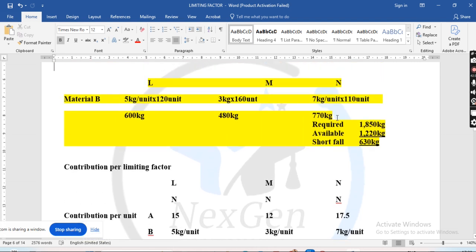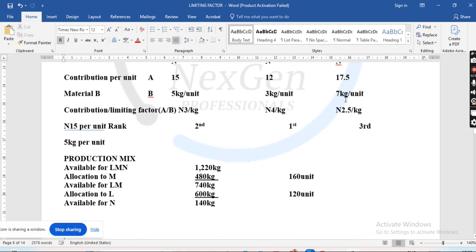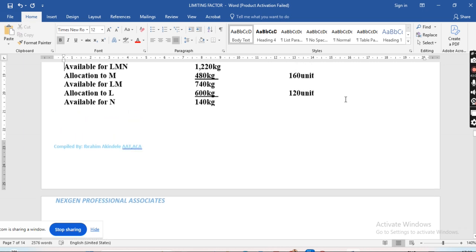Let's go back. N needs 770 kg to produce 110 units, which means that we don't have the capacity to produce or sell the whole 120 units, right? So we need to apportion it based on what is available. Based on this 140 kg, we need to allocate it based on what? This 140 kg. Is that not so?